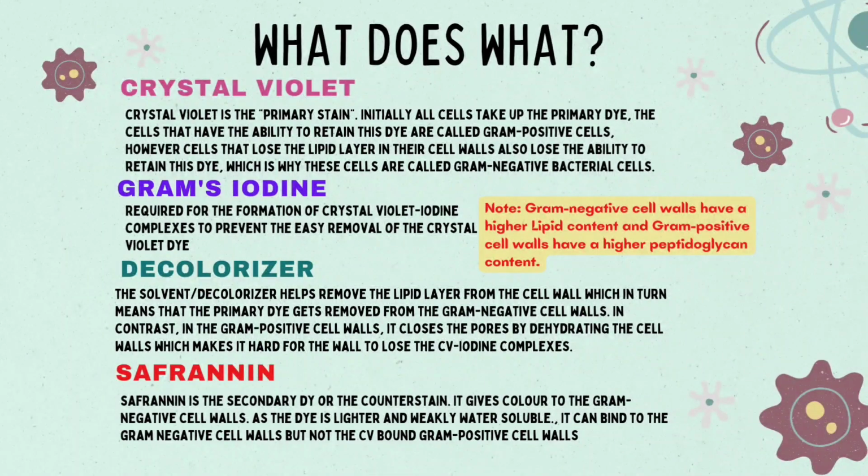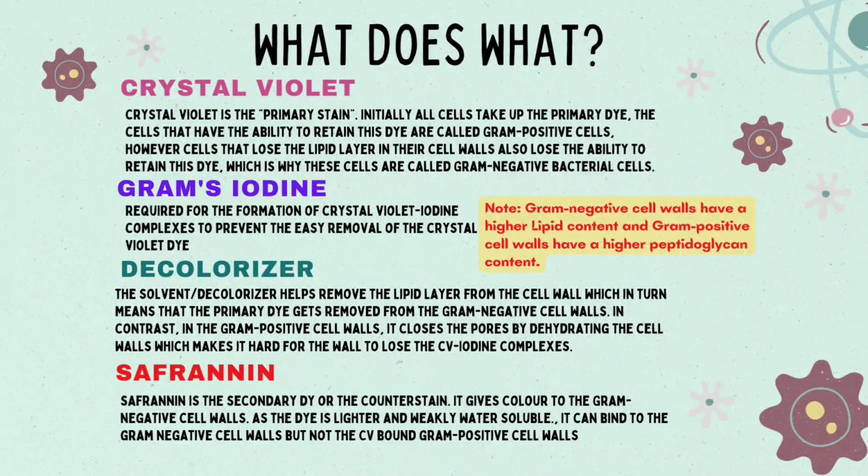Note that gram-negative cell walls have a higher lipid content and gram-positive cell walls have a higher peptidoglycan content, which is why, as the lipid content of the gram-negative cell walls is lost, they lose the ability to retain the primary dye. Gram's iodine is required for the formation of crystal violet iodine complexes to prevent the easy removal of the crystal violet dye from the gram-positive cell walls.